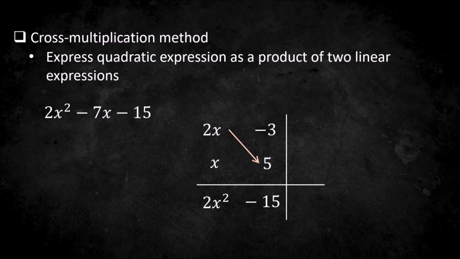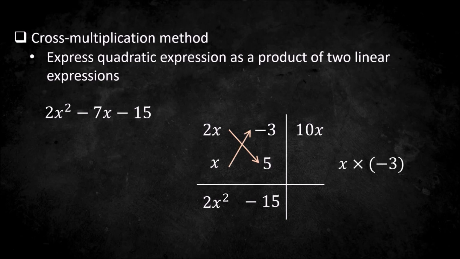Multiply 2x and 5. Multiply x and -3. The results are 10x and -3x. To check if the combination and position are correct, add 10x and -3x. The result is 7x, which is wrong. The correct term should be -7x.